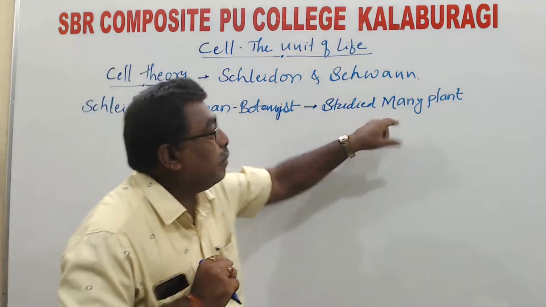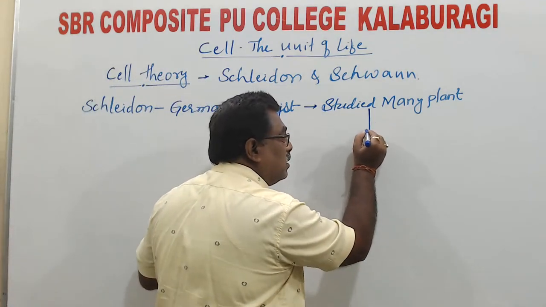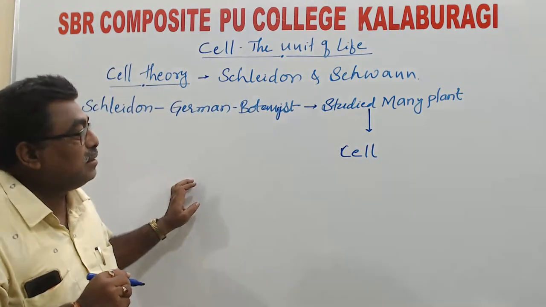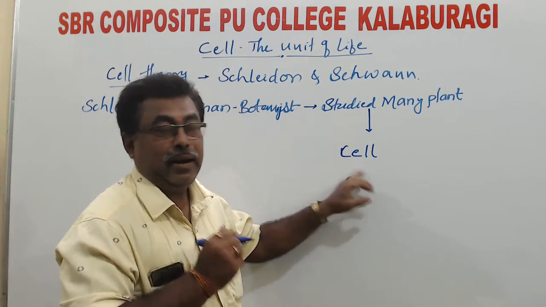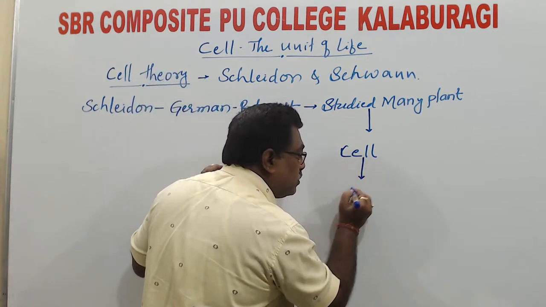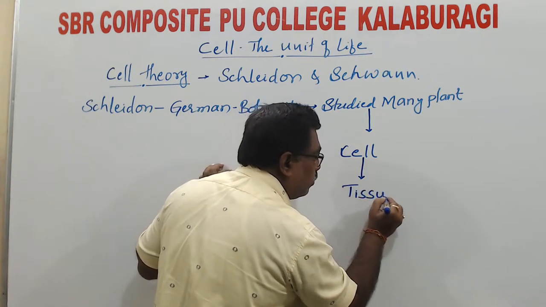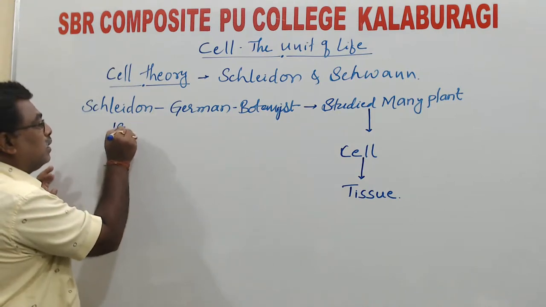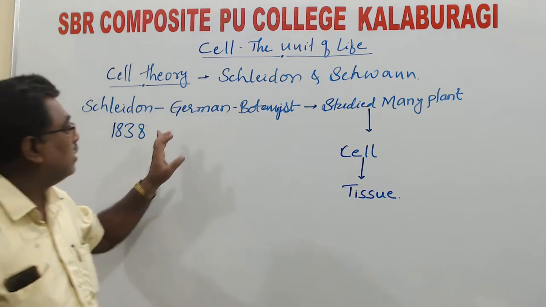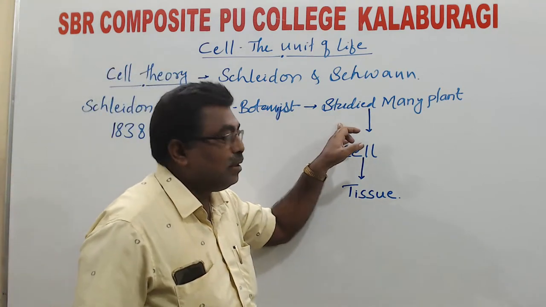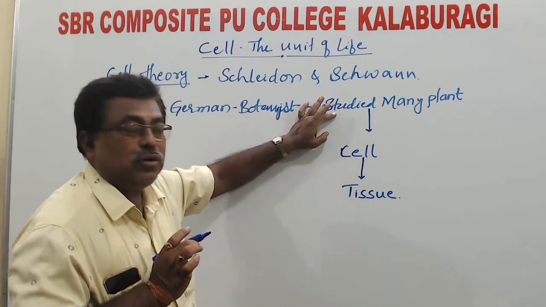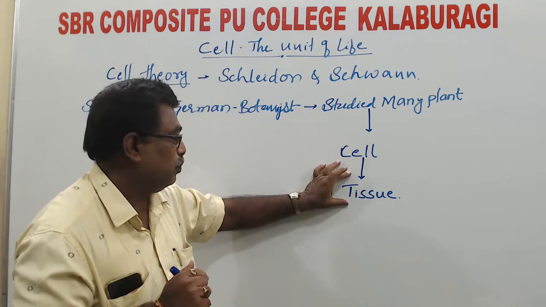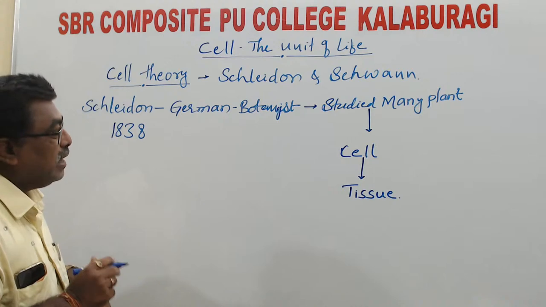In all the plants, he observed the presence of cells. And these cells will become tissue, in the year 1838. Thus, Schleiden, a German botanist, studied many plants. In each plant, it consists of cells, and the cells form the tissue.